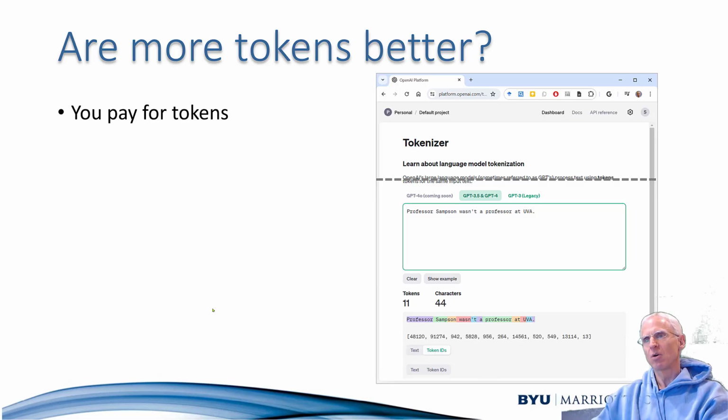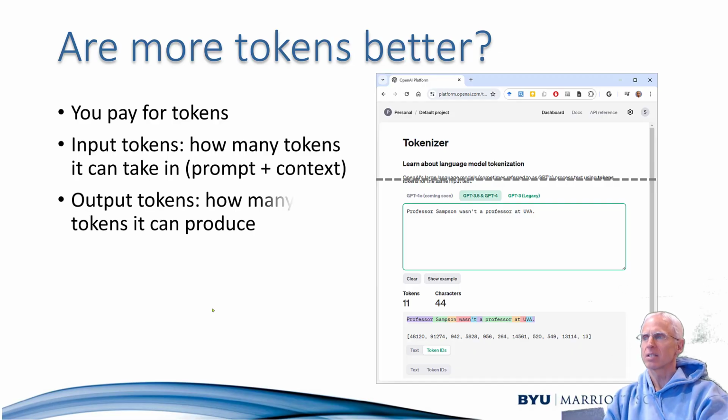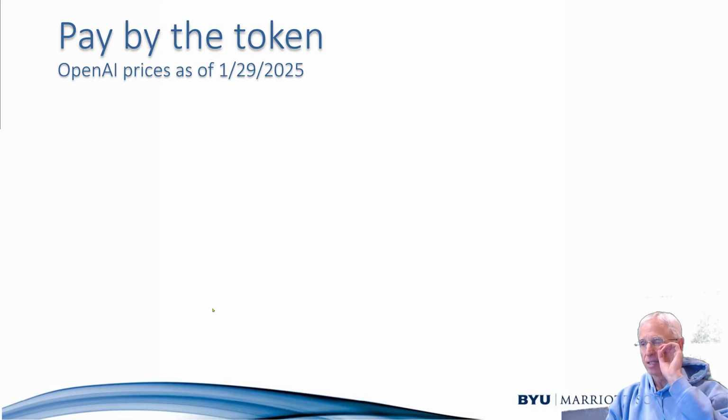You pay for tokens. That's one of the key things to understand: when we access large language models through an API, you almost always just pay for tokens. It is possible to subscribe and get some rate limits and things like that, but typically we pay for tokens. We have the input tokens, that's the input prompt plus the context. We have the output tokens, how much it produces, and that leads to the cost.